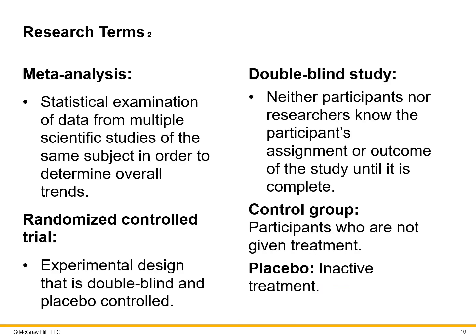All right, so pulling out a few of them. Again, meta-analysis, this is the best. So this is that statistical examination of data. Again, multiple studies, not just one, but lots of them, all about the same thing, coming up with some type of trend to occur. Then we can have randomized controlled trials.